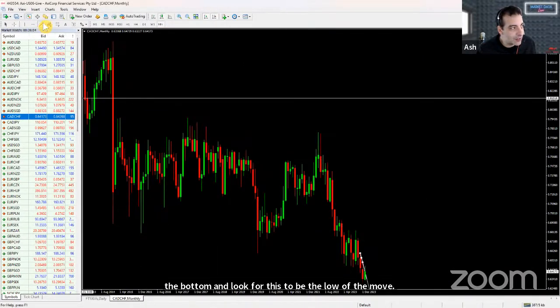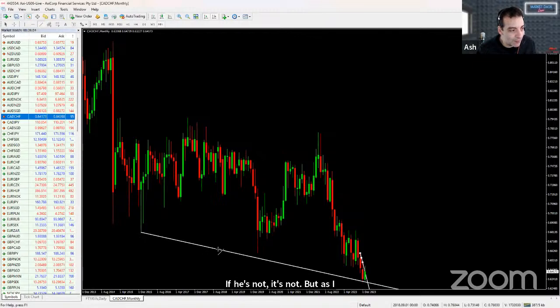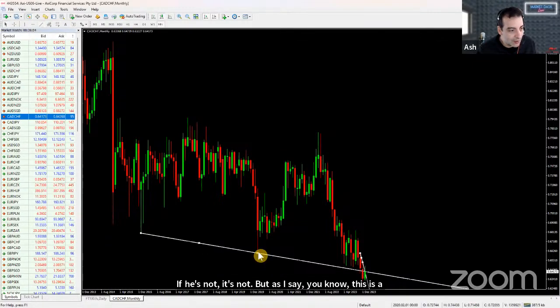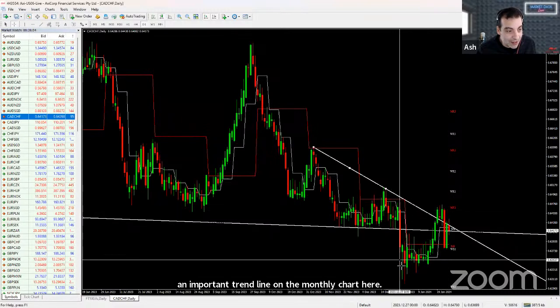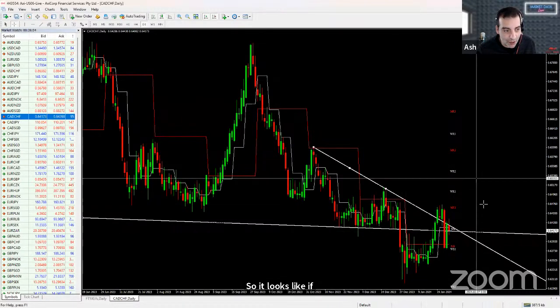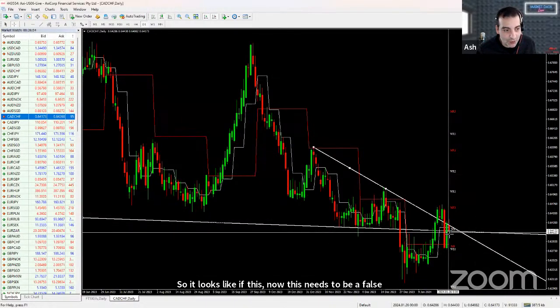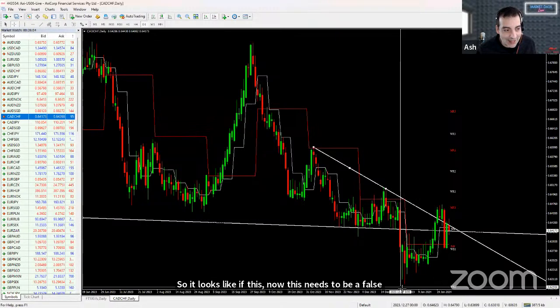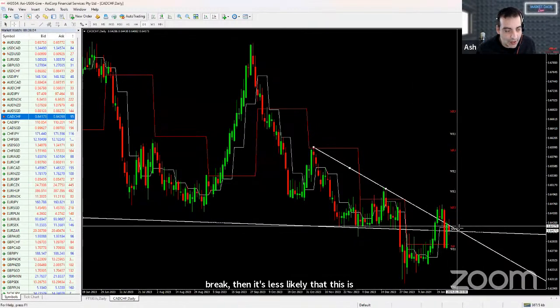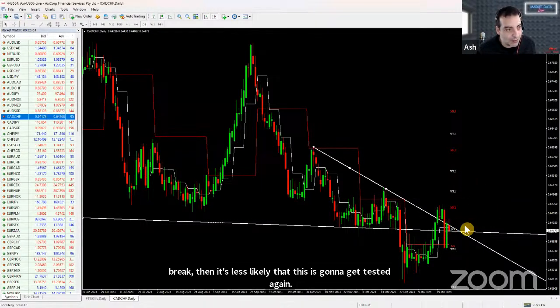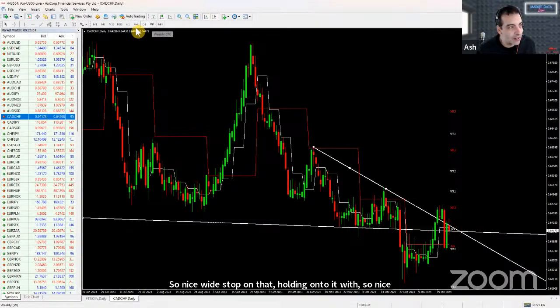But as I say, this is an important trend line on the monthly chart here. So it looks like this needs to be a false break for this to go higher. And if this is a false break, then it's less likely that this is going to get tested again. So nice wide stop on that, holding onto it with some nice positive swaps, start getting paid some money, and then just see if it does bottom out.